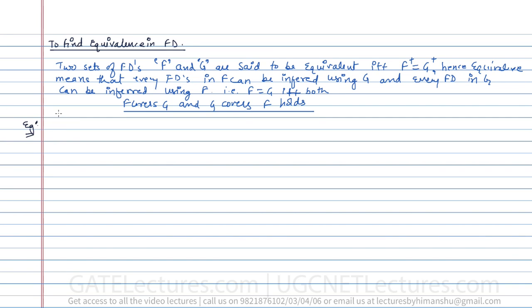So let us take this example. Assuming that we have two sets of functional dependencies, the first set F is A determines C, AC determines D, E determines AD, and E determines H. This is the first set. The second set is G, which is A determines CD and E determines AH. Are these two functional dependency sets equivalent or not?